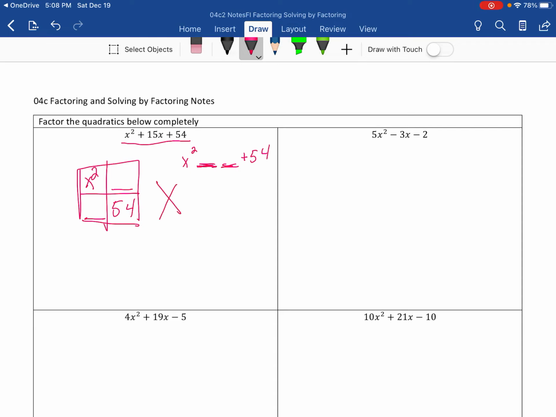And there's just a property for these. I know that these 2 numbers right here, the mystery numbers, they always multiply to be A times C. So in this case it would be 1 times 54, and they always add to be B, which is 15. Okay, so we're looking for 2 numbers.